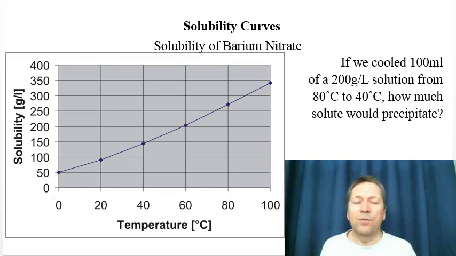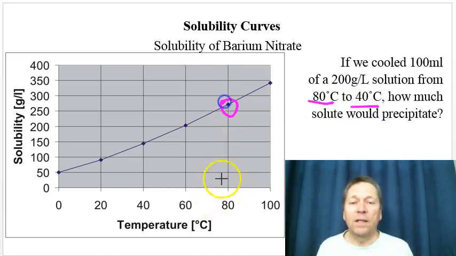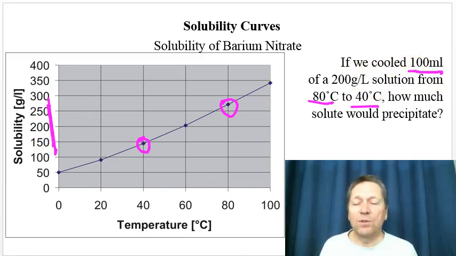Okay, now a question for you. If we cooled 100 millilitres of a 200 gram per litre solution from 80 degrees to 40 degrees, how much solute would precipitate? So the thing to take note of here is that we're going to go from 80 to 40. So we're going to go from around here to around here. You have to find the difference between those two numbers over on this left hand side. But remember, when you get your answer, that we've only got 100 millilitres of the solution. So you have a go. Tell me what your answer is.